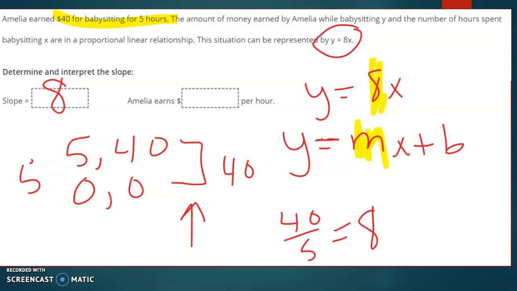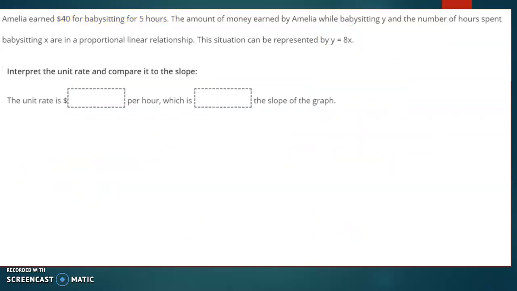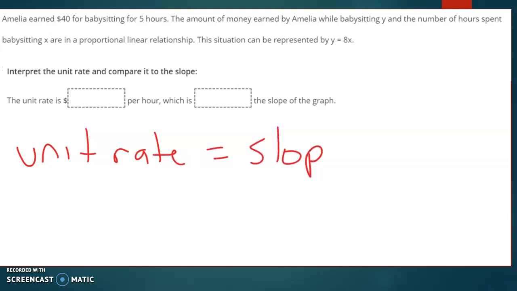Again, looking on the graph, Amelia earns $8 per hour. That is the unit rate. It is also the slope. The unit rate, again, I will emphasize that unit rate equals slope. We determined our slope was 8, therefore the unit rate is 8, which is the same as slope, because unit rate and slope are synonyms.